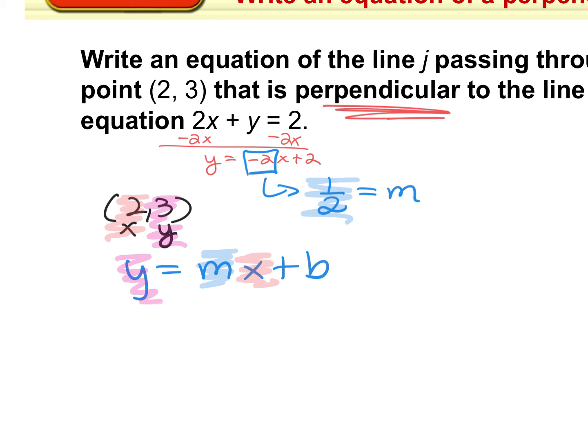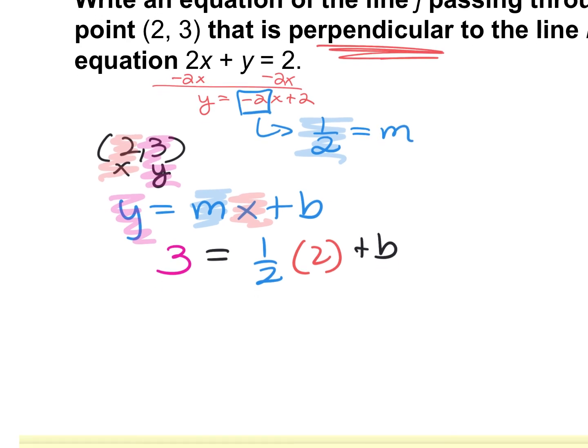So I get 3 is equal to 1/2 times 2 plus b. I have to multiply 1/2 times 2, which is just going to give me 1.